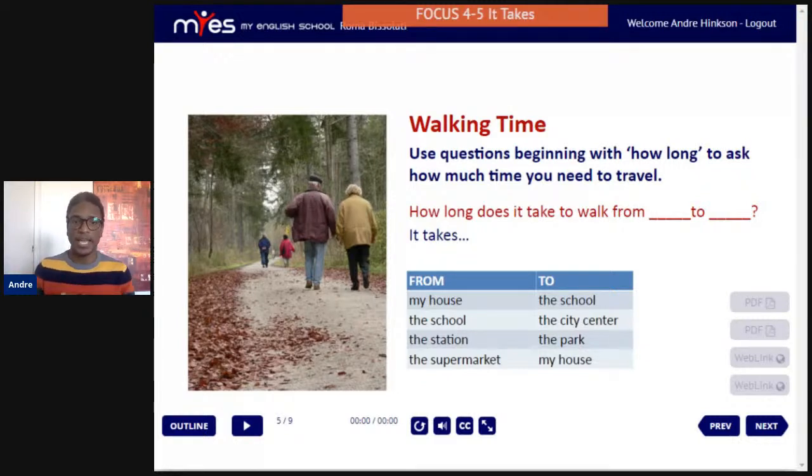Usually for me, it takes about maybe 40 minutes. It takes about 40 minutes to walk from my house to the city center because I'm here in Rome. So normally around 40 minutes on foot, maybe about 15 minutes by subway from my house to the city center of Rome.